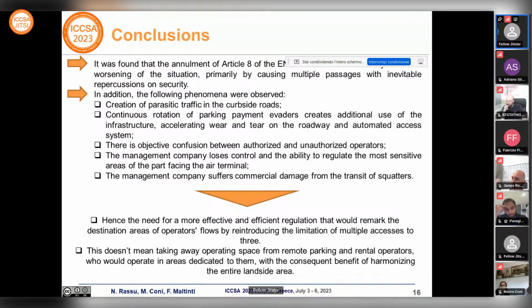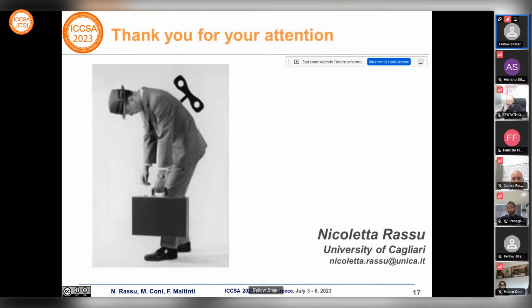This does not mean taking away operating space from remote parking and rental operation. They would operate in areas dedicated to them, with the consequent benefit of harmonizing the entire landside area. Thank you for your attention.